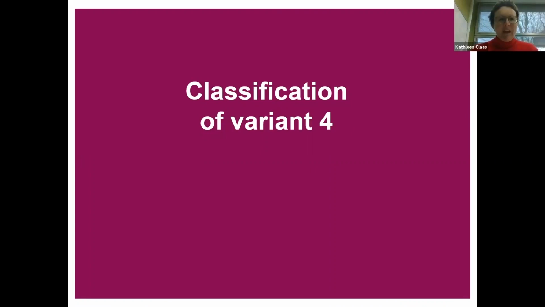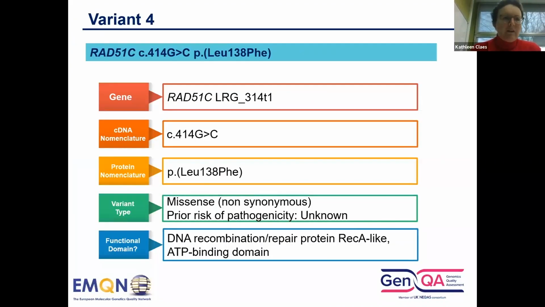Thank you, Emma. So for the next variant in the RAD51C gene, it's a c.414G>C, and it leads to an amino acid change. A leucine at position 138 is changed into a phenylalanine.